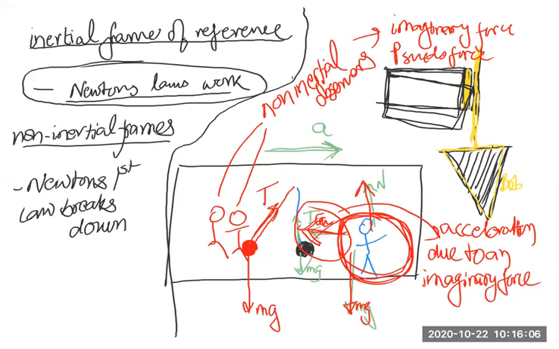What is that conclusion? If nobody is really absolutely stationary, that means inertial frames of reference... Yes, good, Abhijit. That means inertial frames of reference do not exist, and that means Newton's laws do not work.